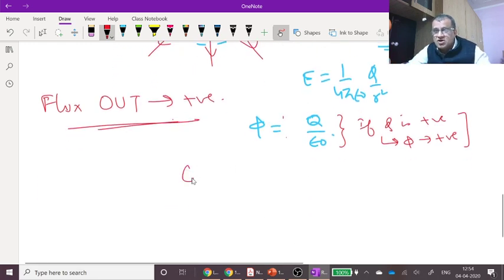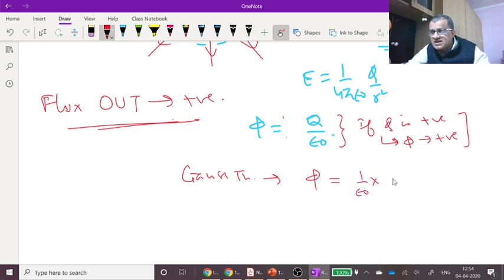This is the Gauss theorem, which we will be using later on quite a lot. Gauss theorem says that the total flux passing through a closed surface is 1 upon epsilon naught times the charge enclosed by that surface. So just to sum up before we move on to some questions, there are three ways to define electric flux.